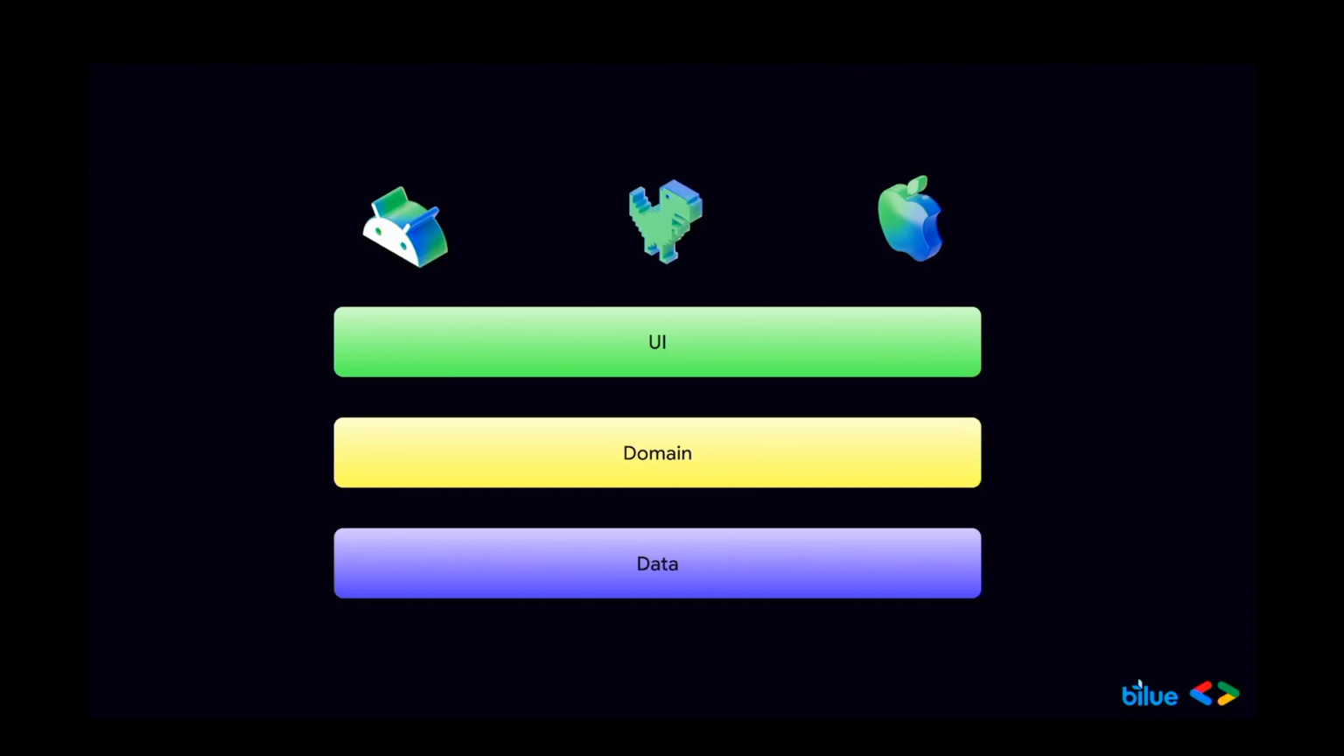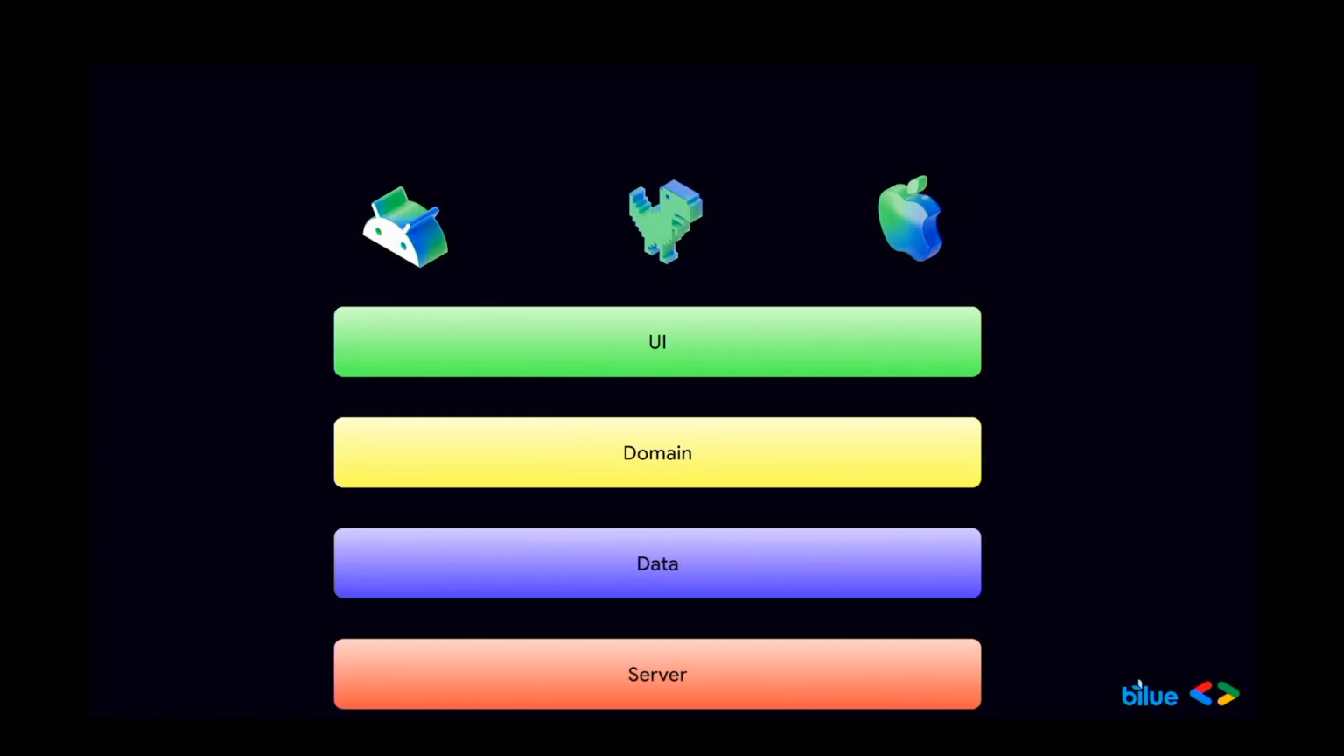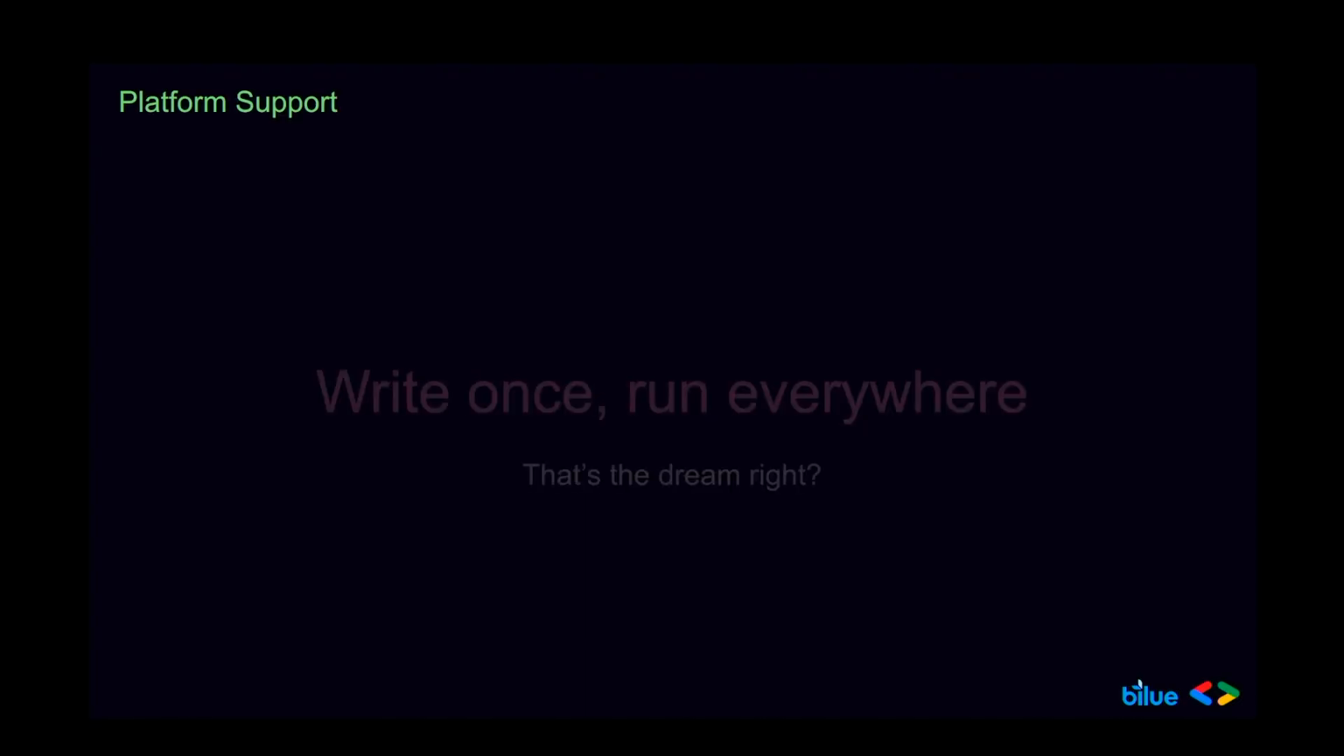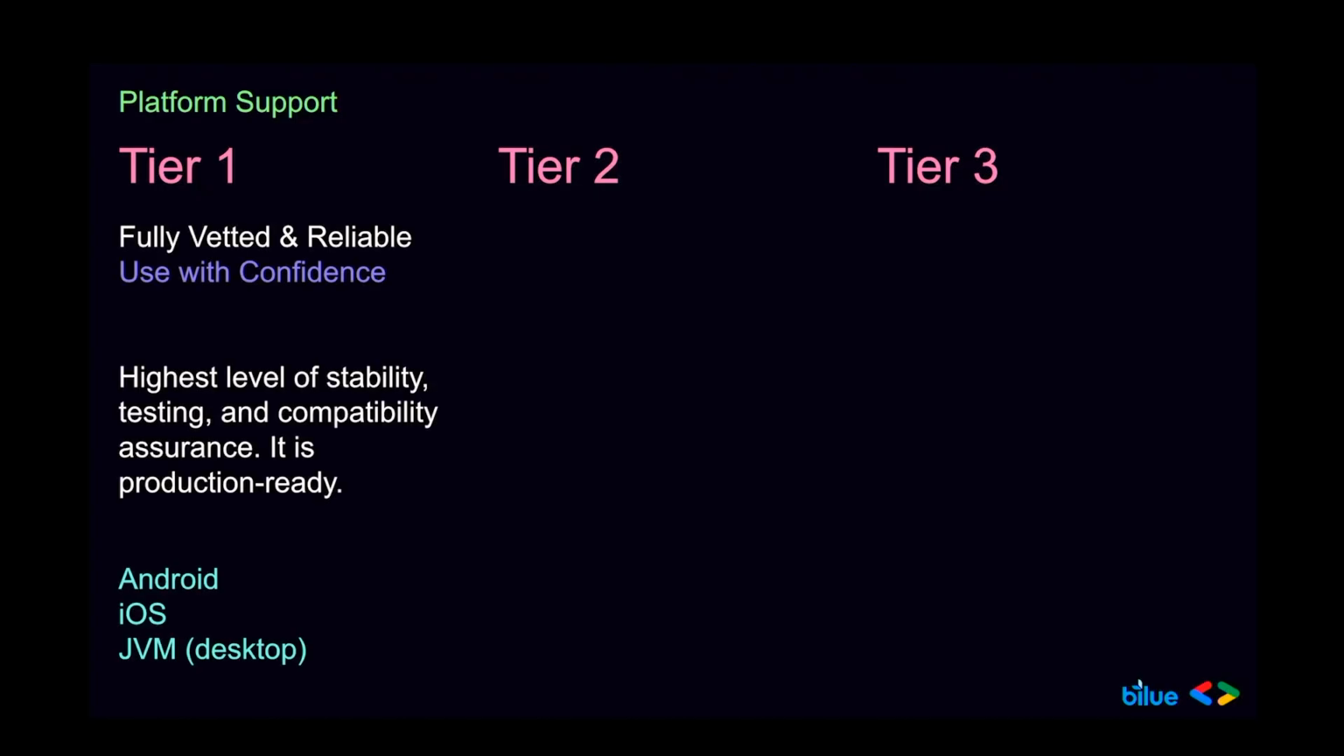Also, if I wanted to, I could deploy my app out onto the web as well, or many other platforms, and share this code with more and more places. Even if I was running a server, I could use Kotlin Multiplatform on the server as well, and write my logic there for the back end as well. So I could write once and run everywhere. That's the dream, right, for everybody? Yeah? So what platforms are supported? Google and JetBrains work on Kotlin Multiplatform together, and they've come up with a list of tiered platforms. We've got the tier 1, which is fully vetted and reliable.